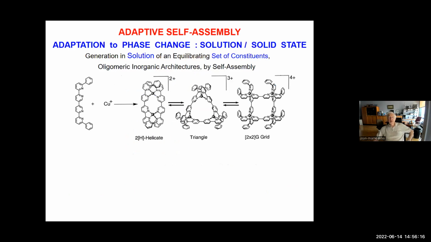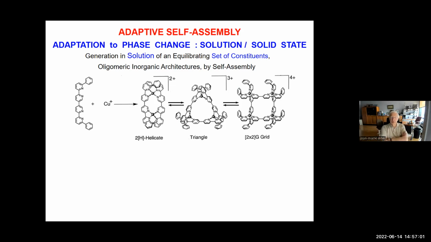Let's look at the first case of adaptive self-assembly. It's a rather interesting case, although it looks trivial, but it is not so trivial. This compound has two bipyridines and phenyl rings. If you treat it with copper-1 in acetonitrile solution, you can see by NMR that you have three species present which are in equilibrium. You have a helicate, that means a double helix with two centers. You have a triangle, and you have a grid. So the mixing of these two produces three outcomes: double helix, triangle, and grid.